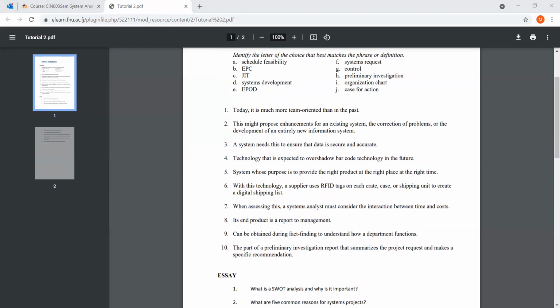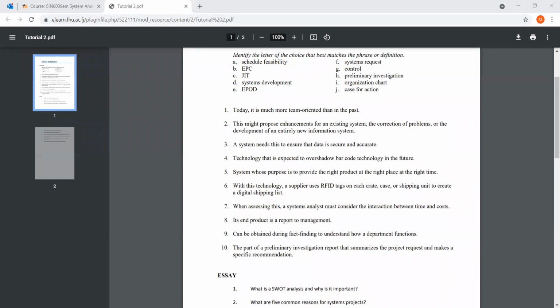Today it is much more team oriented than in the past. The correct answer there is E, systems development. Number 2, this might propose enhancements for an existing system, the correction of problems, or the development of an entirely new information system. The correct answer there is F, systems request. I hope you have answered this. You can always come to class without answers. I'm calling out answers, which makes your work easy. But if you have gone around answering it yourself, now you realize where you went wrong and you'll try to correct yourself. That builds up into learning.